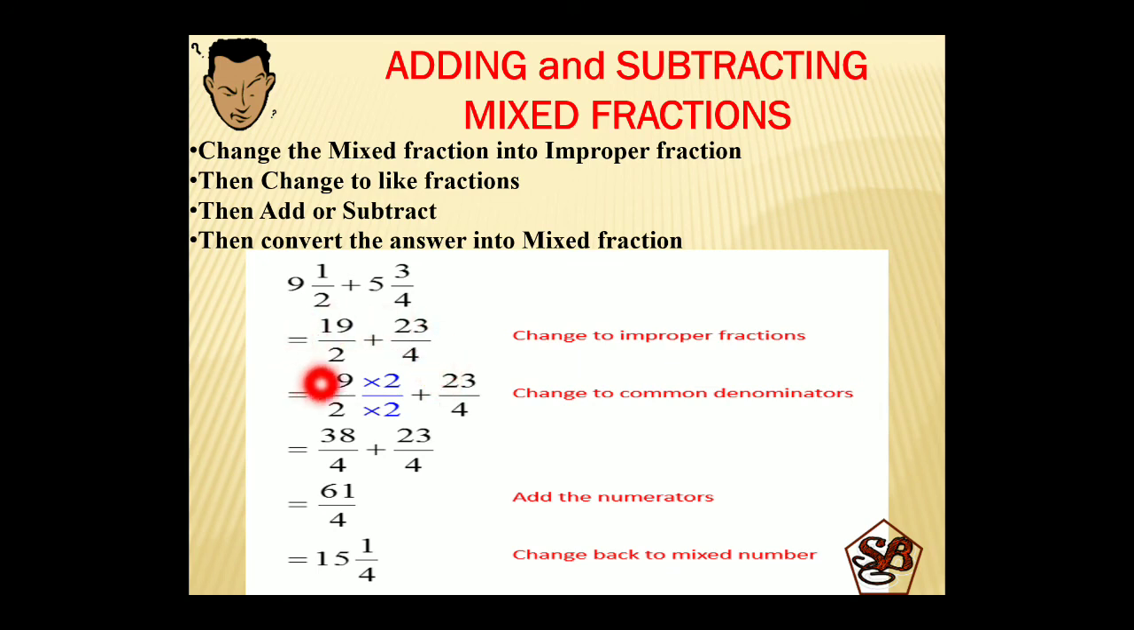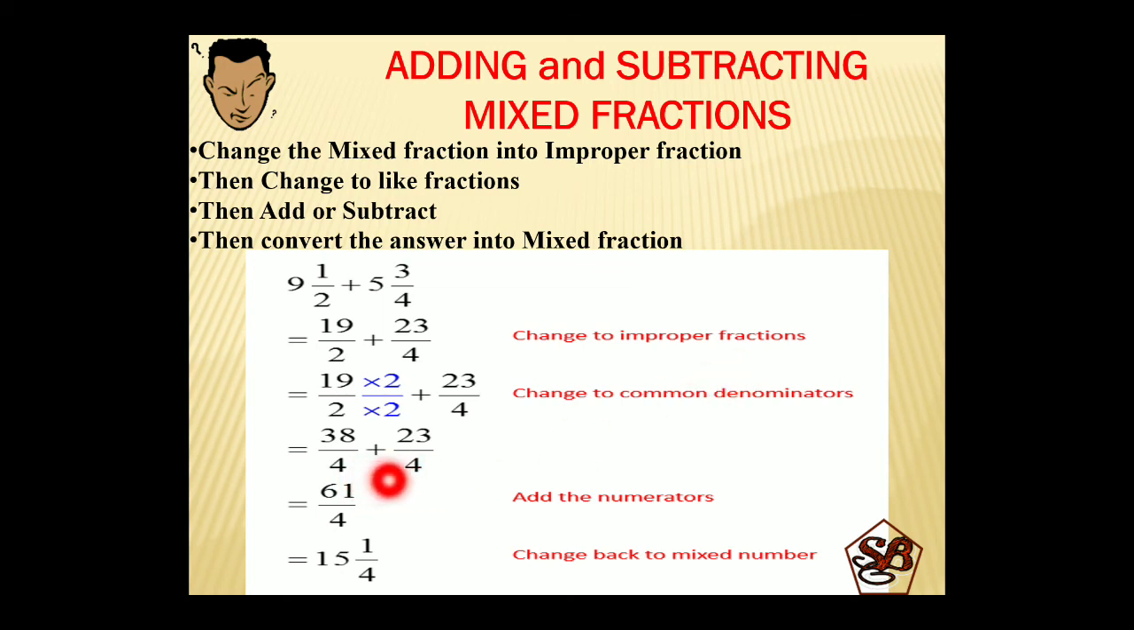Now we have to convert them into like fractions. For like fractions we take the LCM of the denominators. The LCM in this case will be 4. The LCM of 2 and 4 is 4. Now this fraction already has 4 in the denominator, so we will convert only the first fraction. 2 2s are 4, so we multiply the numerator also by 2 and we get 38 by 4 plus 23 by 4. Adding 38 and 23 we get 61, and the denominator remains the same.